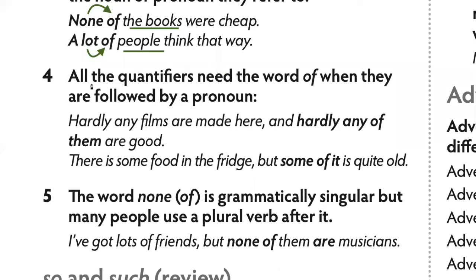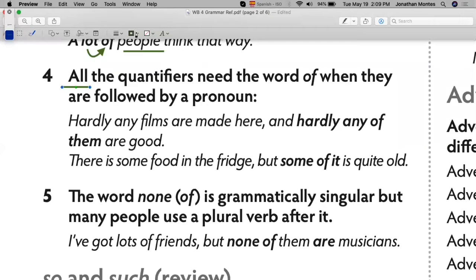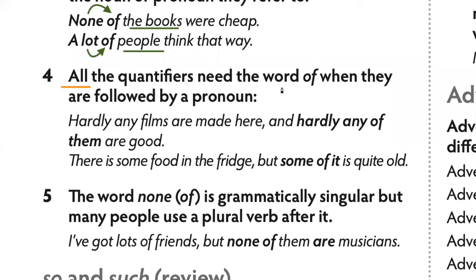Thank you, Nazaret. So this is very important, and I will underline. All of the quantifiers need the word of in this case only, when they are followed or they continue with a pronoun. So if you will talk about a pronoun and you need to quantify it, you need to express the quantity of this pronoun, you must use the preposition of. Don't forget that, always with pronouns. That's why I mark it here, so you can remember pronoun.